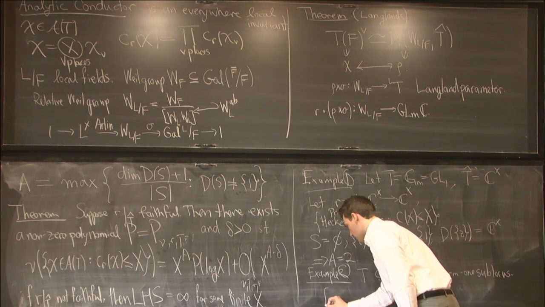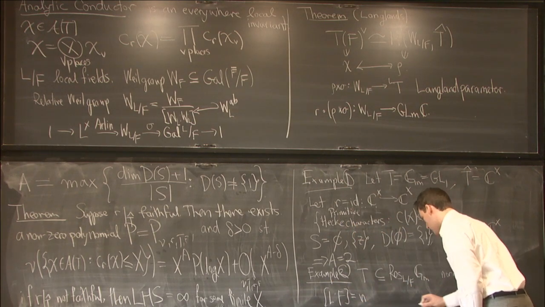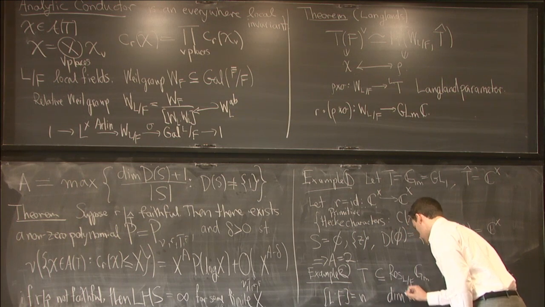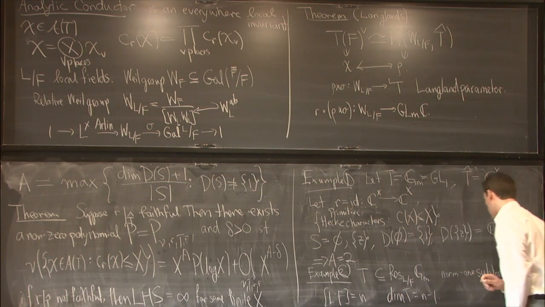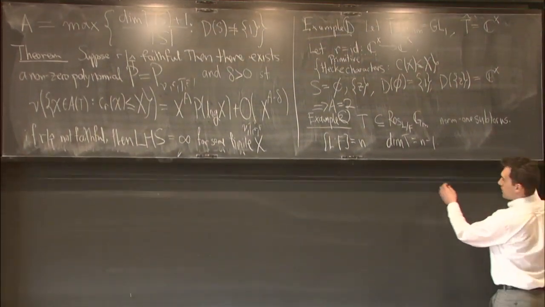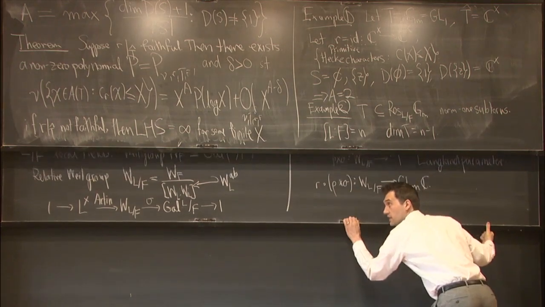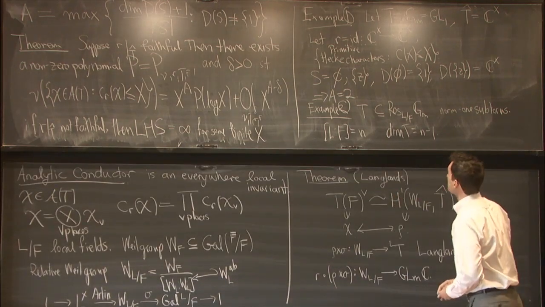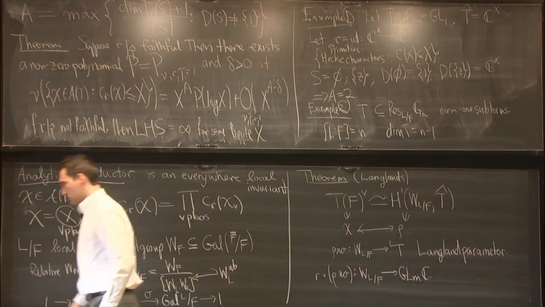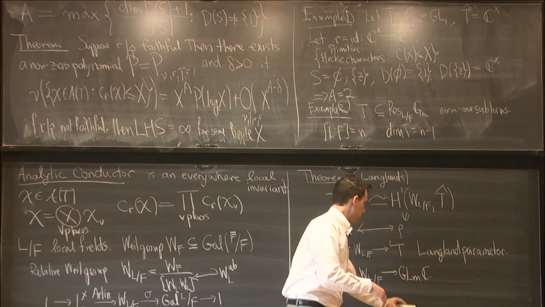So maybe if I write the degree of L over F, if I say that's n, the dimension of T is n minus 1 now. OK, so if I want to feed this into this machinery, at least to figure out what the power of x is, I should write down what the dual torus is.